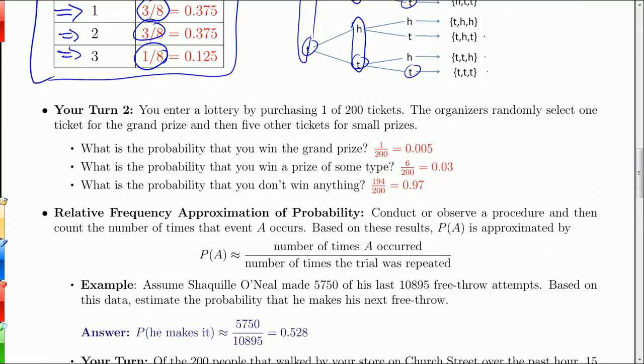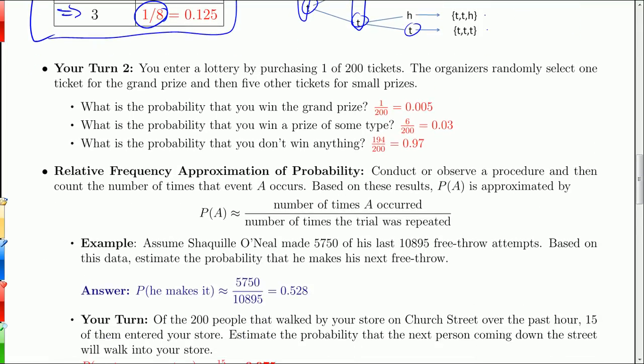Okay, your turn 2, the second one. You win a lottery by purchasing one of 200 tickets. The organizers randomly select one ticket for a grand prize and 5 other tickets for small prizes. So the first question here, what is the probability you win the grand prize? Well, there's only one grand prize. There's only one way to win it. They draw your ticket, and there's 200 different outcomes. They could draw any of the 200 entrants. So 1 over 200 is 0.005. And that's the probability that you win the grand prize.